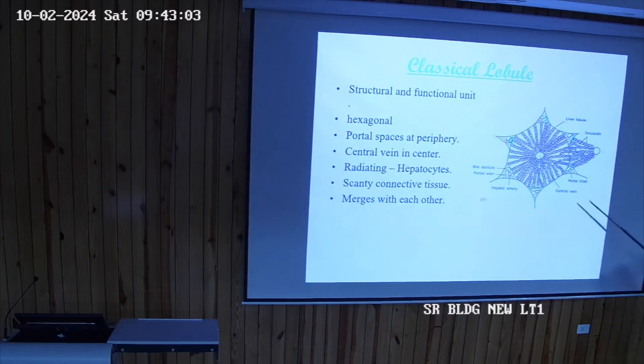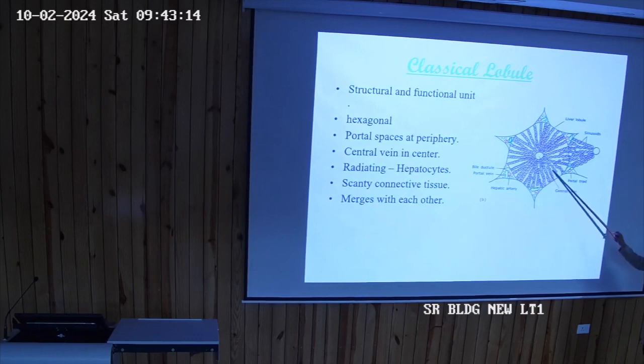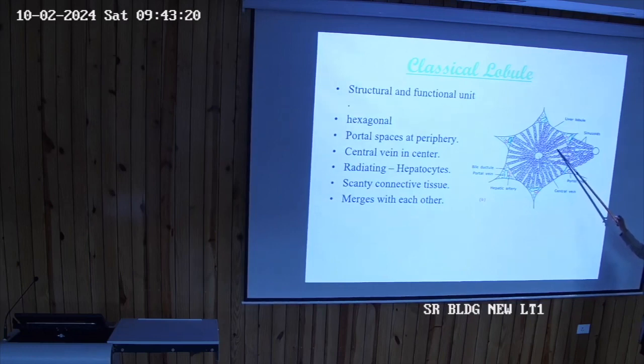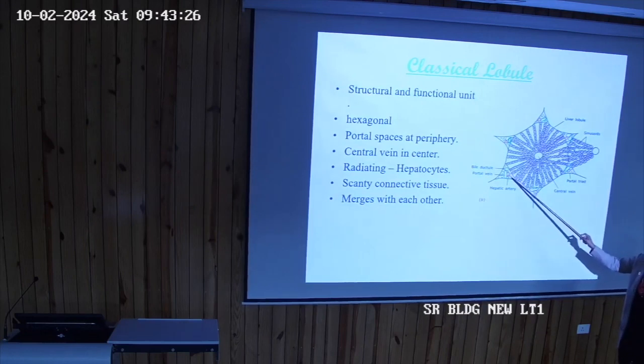Now please tell me, what is this in the center? Now what is this arrangement of cells? Yes, radially arranged hepatocytes. Now what does this denote? Sinusoids. Now the space between the sinusoids and the hepatocytes will be the space of Disse, and the space between the hepatocytes and this portal triad will be the space of Mall.